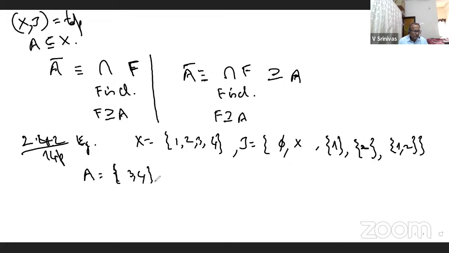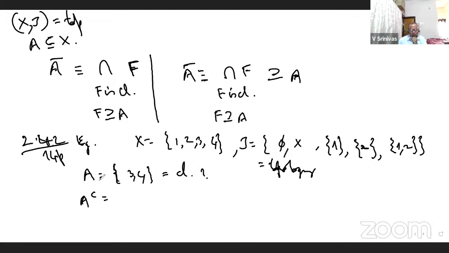Let us take capital A to be {3, 4}. He is saying that A is closed. Let us see how. First, is this a topology? If you take the intersection of any two elements from here, the intersection of phi with any of these is phi. Intersection of X with any of these is that set itself. Intersection of {1} and {2} is empty. Intersection of {1} and {1, 2} is {1}, which is present there. Intersection of {2} and {1, 2} is {2}, also present. So finite intersections are present. Arbitrary unions are also present, so it is closed under arbitrary unions. That's how this becomes a topology.